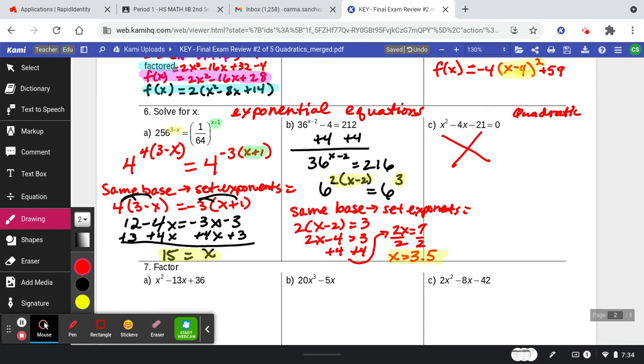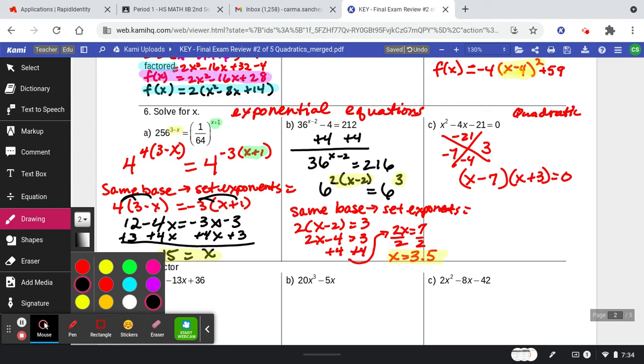Okay, on the next one, we're going to ask ourselves how to factor this to solve. What times what equals negative 21 and then subtracts to give me negative 4? So I'm thinking 7 and 3. Which one gets the sign? The negative 7 plus 3 is what works. So we get x minus 7 as my first factor, x plus 3 as my second factor, and now we're going to solve each piece.